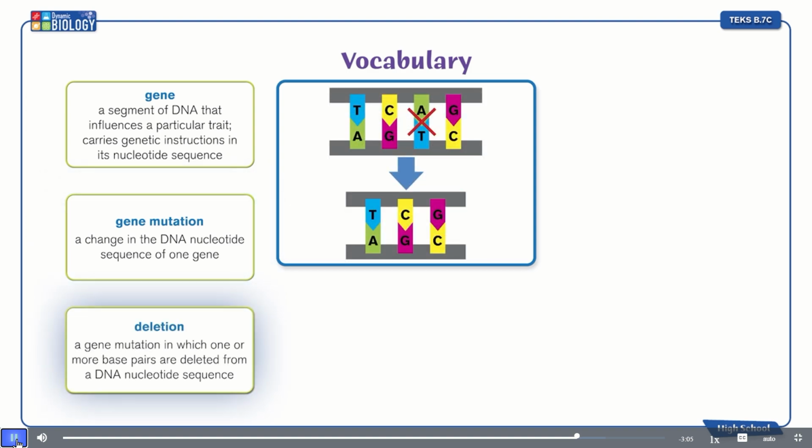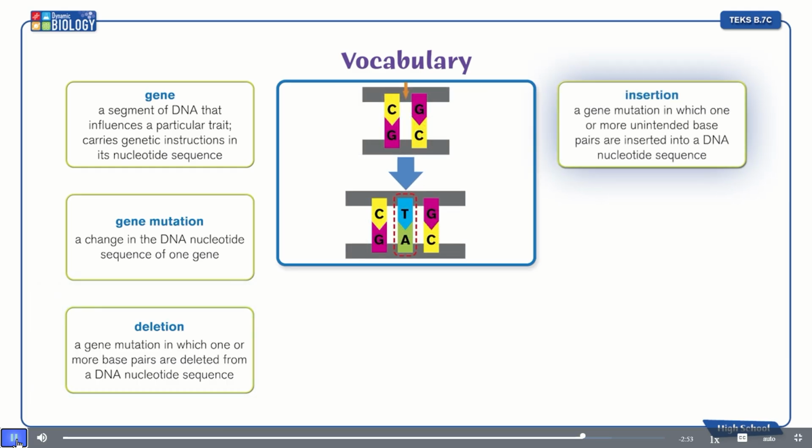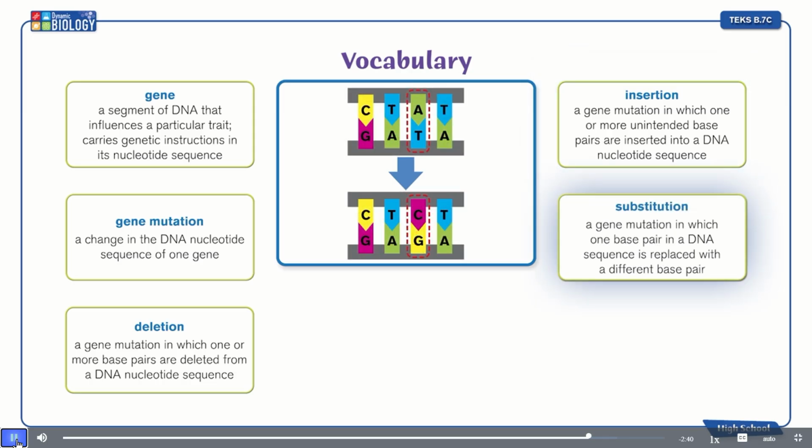A deletion is a gene mutation in which one or more base pairs are deleted from a DNA nucleotide sequence. An insertion is a gene mutation in which one or more unintended base pairs are inserted into a DNA nucleotide sequence. A substitution mutation is a gene mutation in which one base pair in a DNA sequence is replaced with a different base pair.